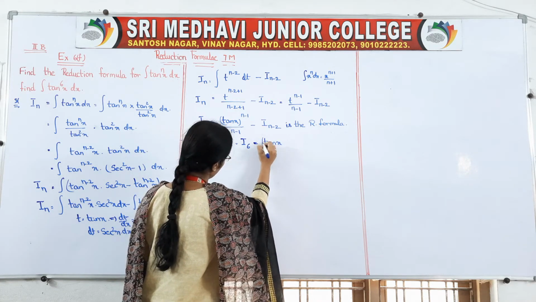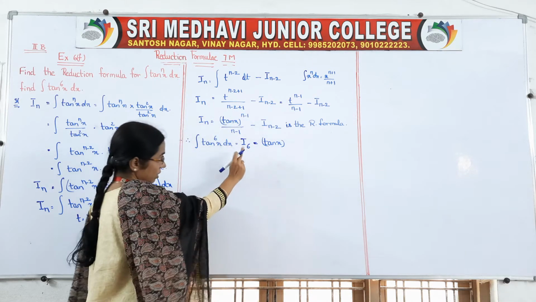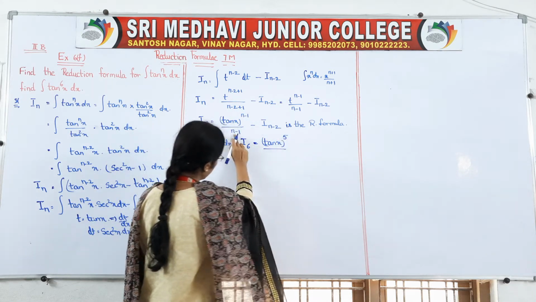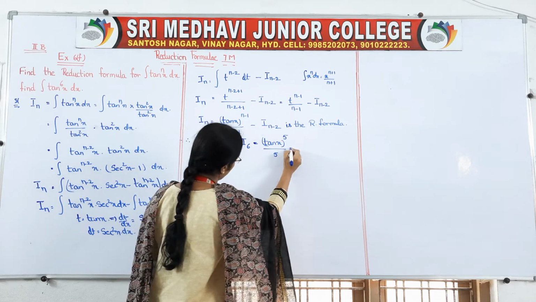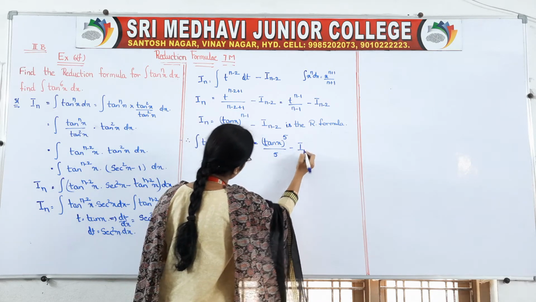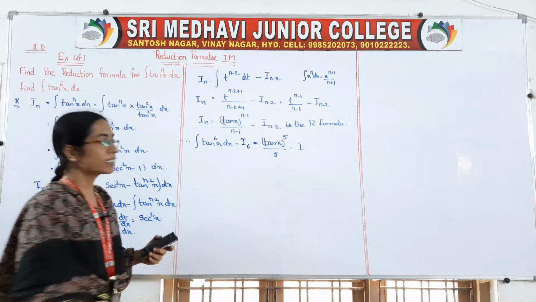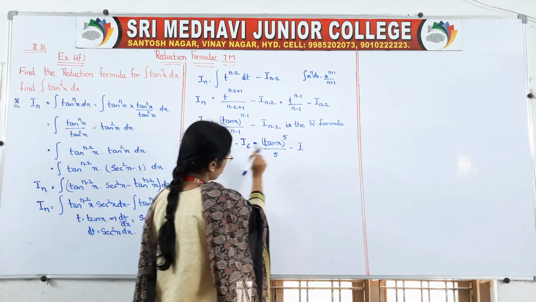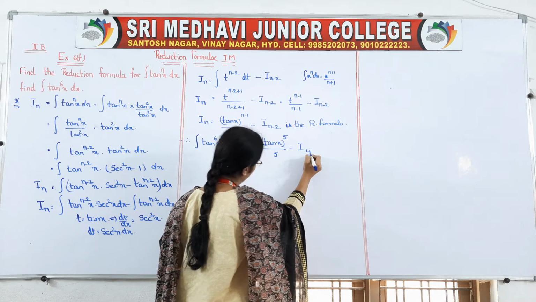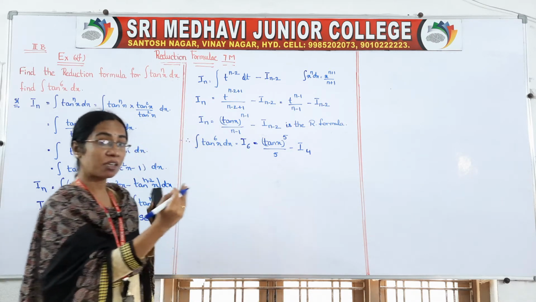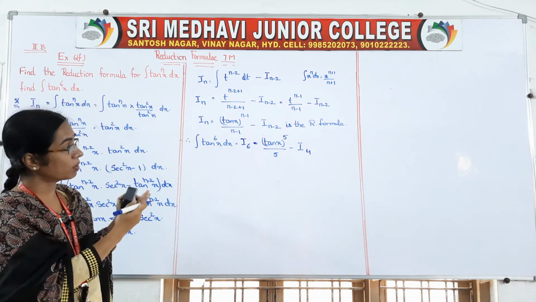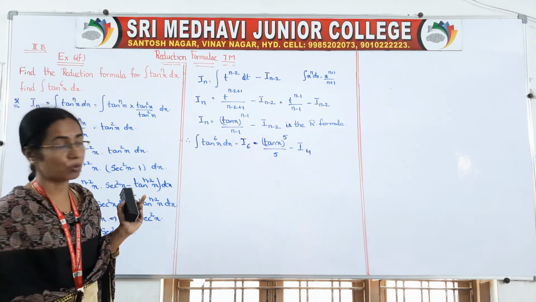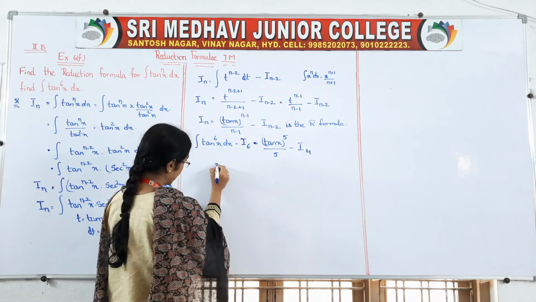It is tan x to the power of n minus 1, 6 minus 1, that is 5, by n minus 1, 5, minus I of n minus 2, 6 minus 2, right? n is 6, right? So 6 minus 2 is 4. So again I_4 we have to find in the formula. Wherever n is there, now we have to substitute 4. Okay, like a chain, isn't it?